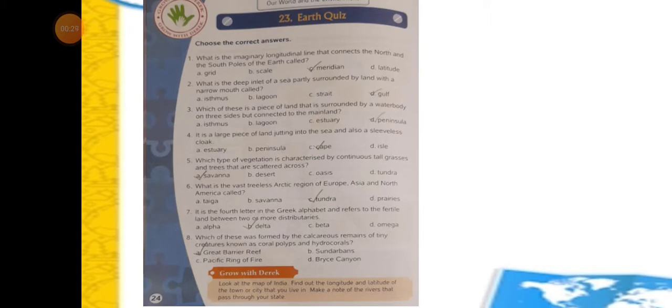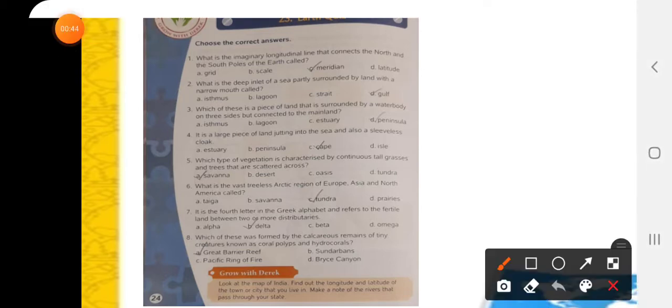Number 1. What is the imaginary longitudinal line that connects the north and the south poles of the earth called? It is called meridian. So please tick on meridian. Okay. So this is the correct answer.